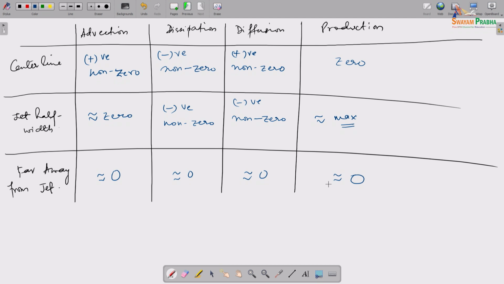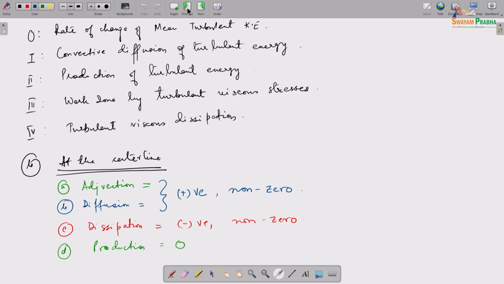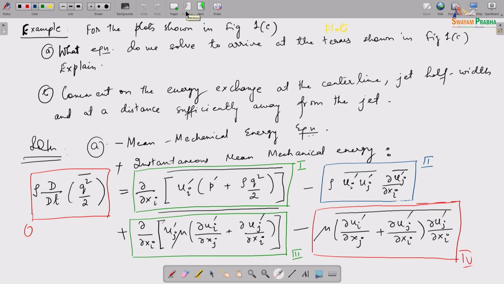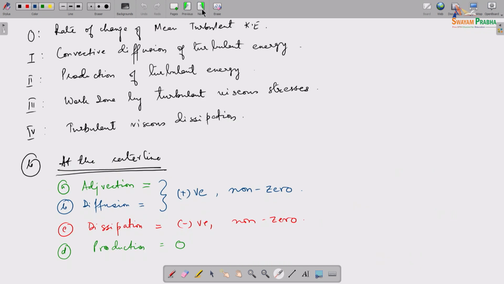So what we can see here is that when we move from the center line to the jet half width, the production goes from zero to maximum. And again, the farther you move away, the production becomes zero. So this is production of turbulent kinetic energy. I think I didn't write that, because this q square, what is this q square? Let me write that here, to drive home the point.